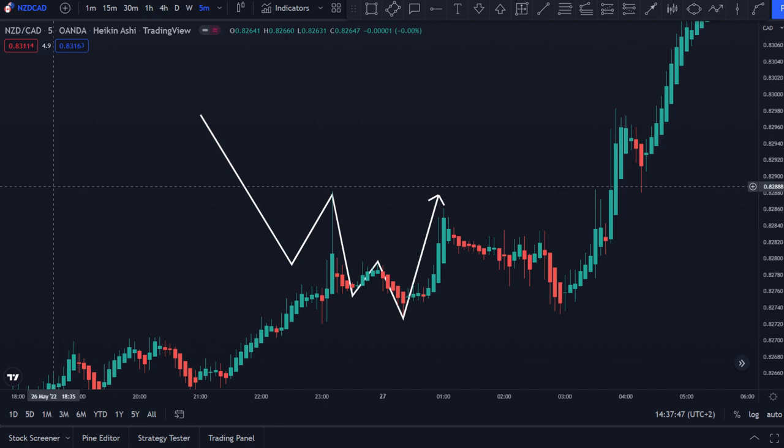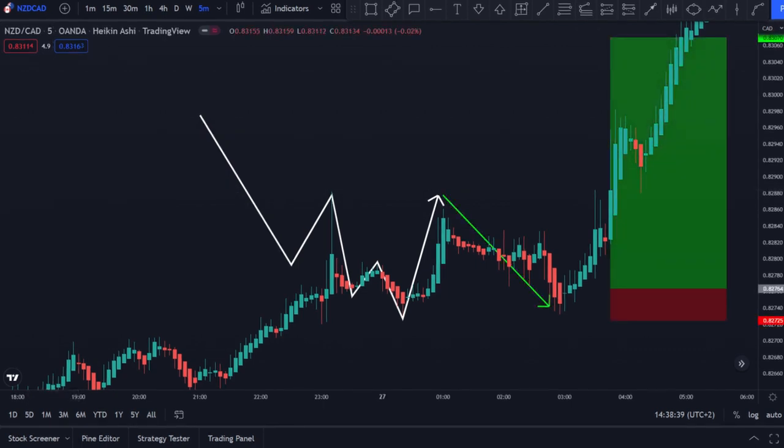So in this case we can see that the previous high was broken to make a new high. So what we need is just a retracement to the previous low to prepare our buy setups. And when price returned back to the low, then we wait for the Heikin Ashi to change from being bearish to bullish.